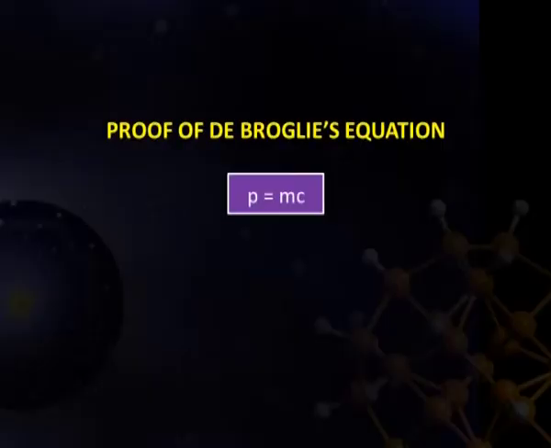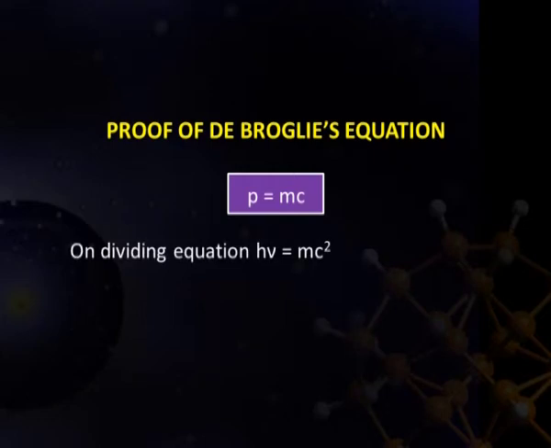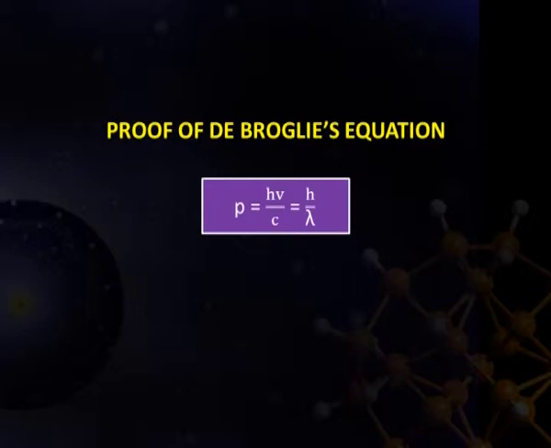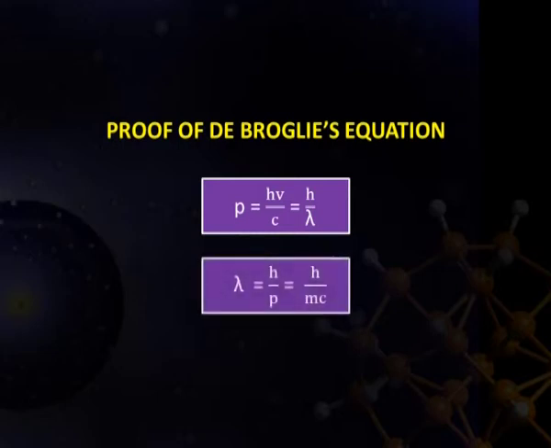Since photons travel in free space with the velocity of light c, its momentum, mass into velocity, p, may be given as p = mc. By dividing h nu = mc² by p = mc, we get h nu / p = c. So p = h nu / c = h / lambda, or lambda can be represented as lambda = h / p = h / mc.